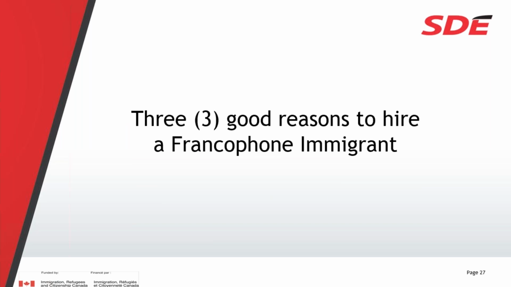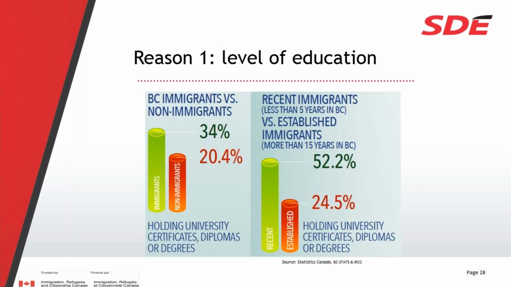So, three main reasons to recruit a Francophone immigrant. First of all, the level of education. As you can see in the picture, it shows how interesting the immigrant profile can be. We can see, for instance, in BC, 34% of immigrants have certificates, diplomas, or degrees versus 20.4% of non-immigrants. So this trend is improving. In BC, we can see that 52.2% of recent immigrants have certificates, diplomas, or degrees from the past 5 years, versus 24.5% of non-immigrants. So it shows that Canada is welcoming great profiles into the country, and this is a great potential for recruitment.